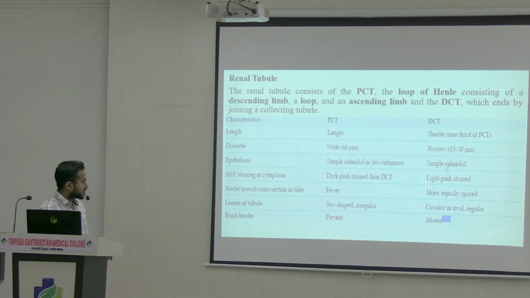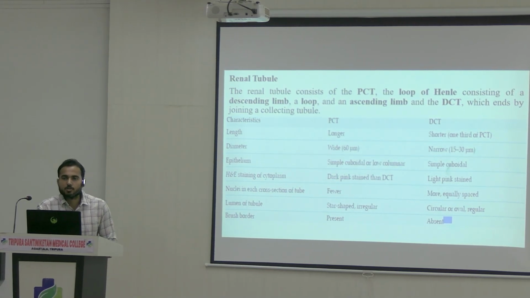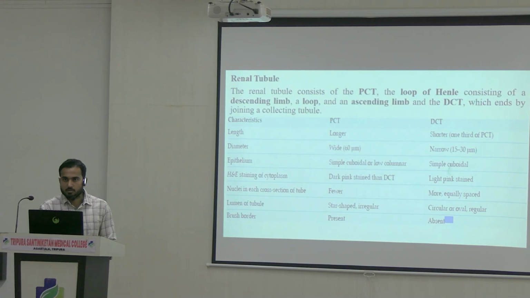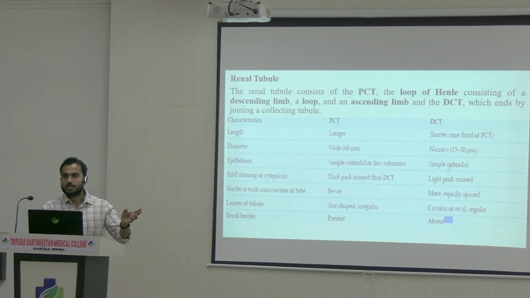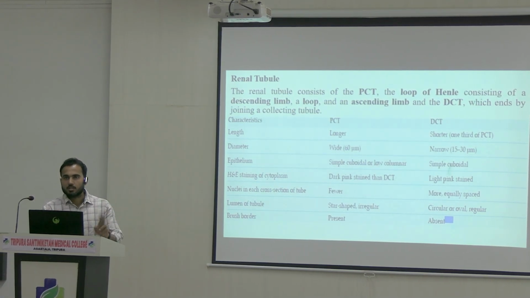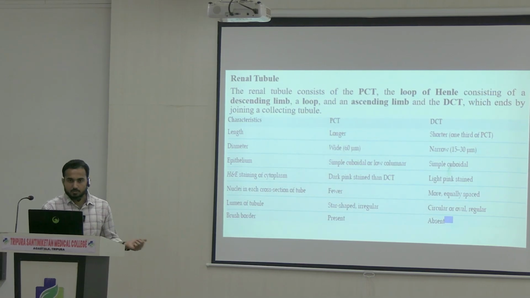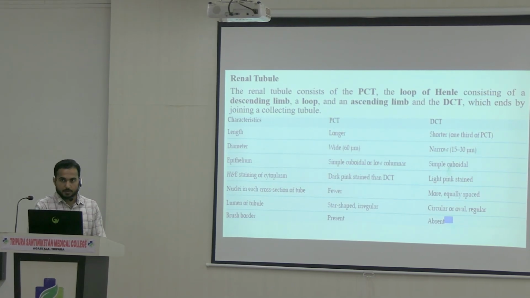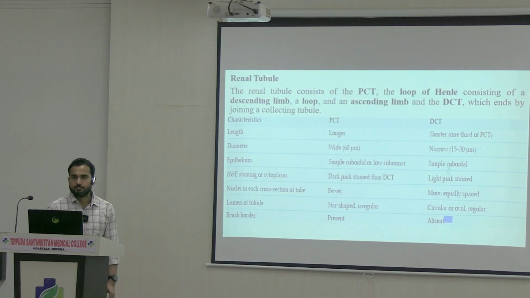Here the brush border is present, here brush border is absent. Now, what is the meaning of that brush border? Microvilli. Okay, already I have mentioned, two types are there, brush border and striated border. Here we are having brush border. So that brush border is present over here, it is absent in case of DCT.